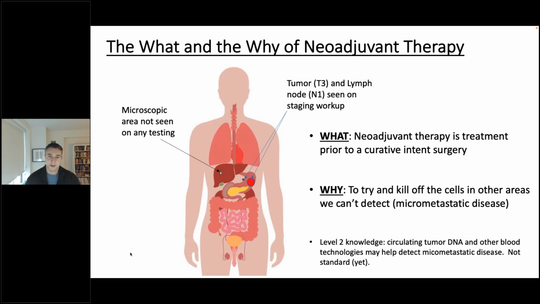I should also note that a very hot area that a lot of people ask about is circulating tumor DNA and blood tests. And we are actually making major inroads into detecting micrometastatic disease with blood tests. So over the coming years, I think we're going to get much better at detecting disease that we can't see on scans, and that will ultimately help us manage our patients better.